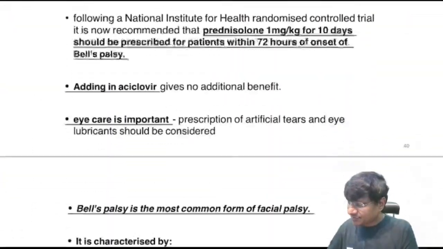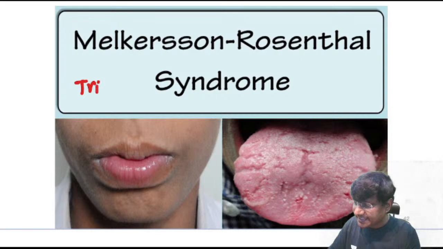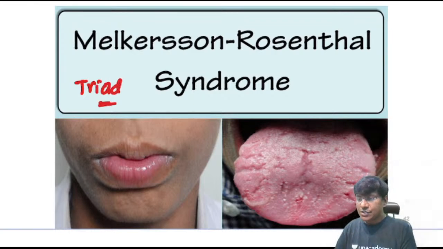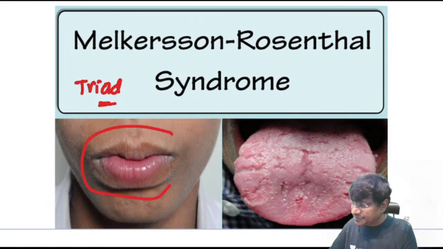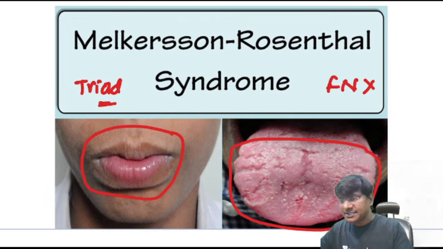Right. Now let us move on to this very important image-based question related to the Melkersson-Rosenthal syndrome. I said that there is a triad. So what is the triad in Melkersson-Rosenthal syndrome? You have the presence of swollen lips. And how is the tongue in this individual? The tongue will be a fissured tongue, right? And there will be facial nerve palsy. So this is your Melkersson-Rosenthal syndrome.